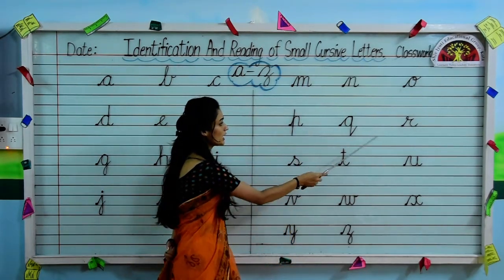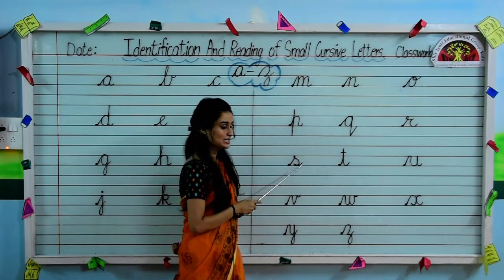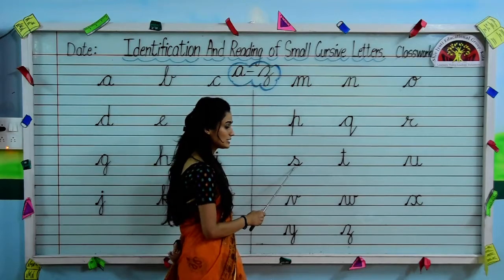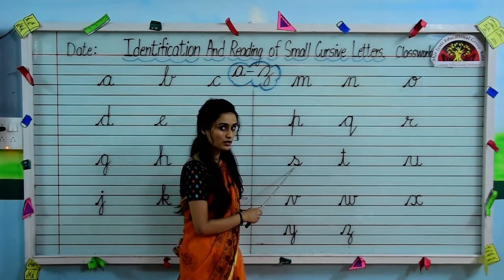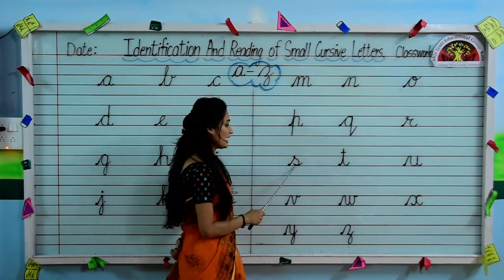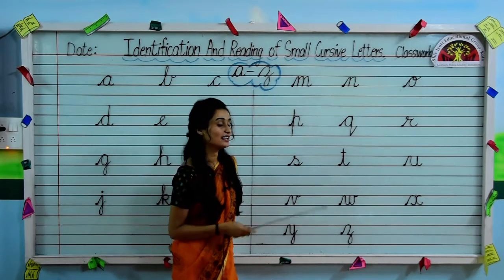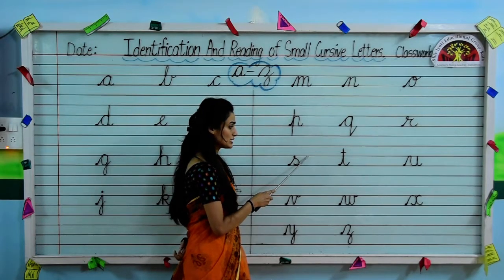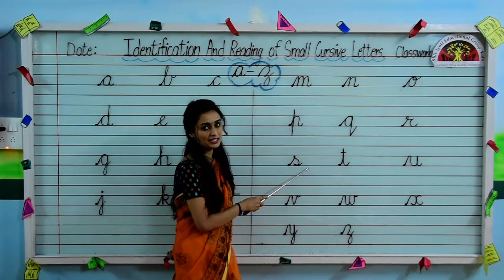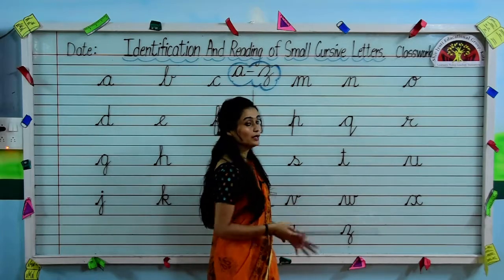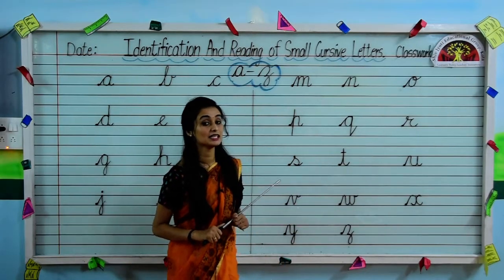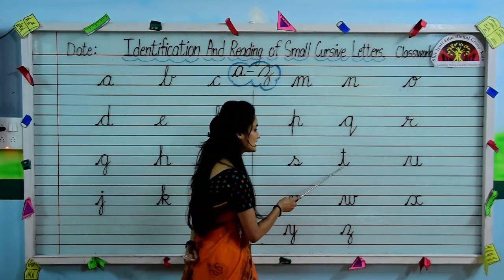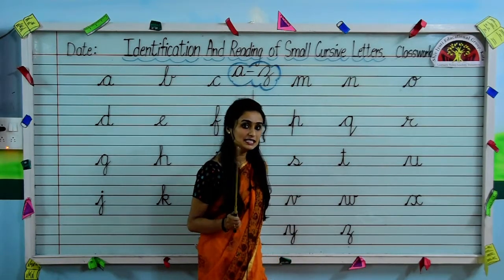Very nice kids. Now come on the next line. Tell me which is this letter? This is letter S. Small cursive letter S. S for sun. This is also written between the second and the third line. Very nice. Now tell me what comes after S kids? Yes, think. After S the next letter is T.